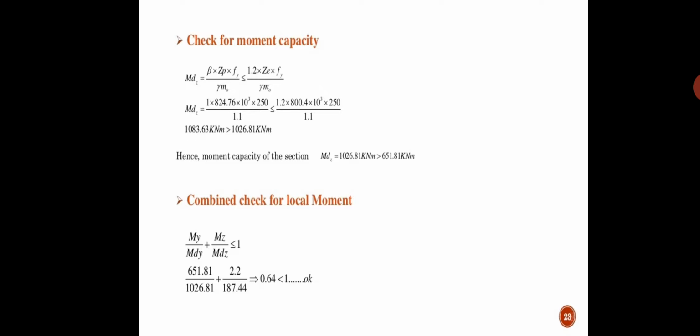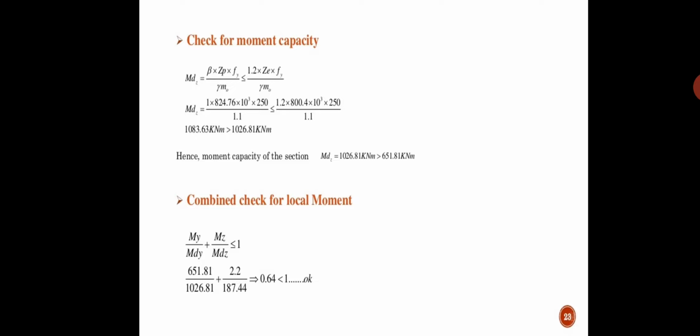Again we calculate MDZ. Here we calculate ZP, so the exact moment capacity in the Z direction we calculate. So MDZ is equal to 1083.63 kilonewton meter. It should be greater than 1026.81 kilonewton meter. Hence, the moment capacity of the section is okay. As per our gantry girder, the required is 651.81 and we designed 1026.81. It means it is okay.